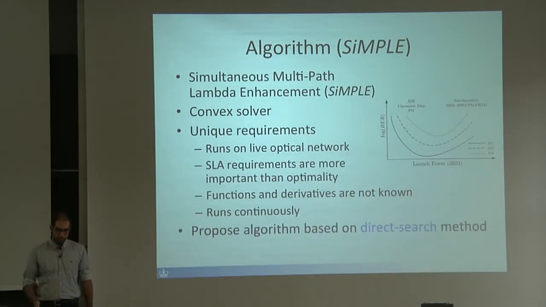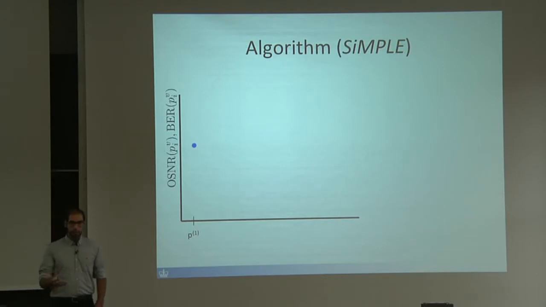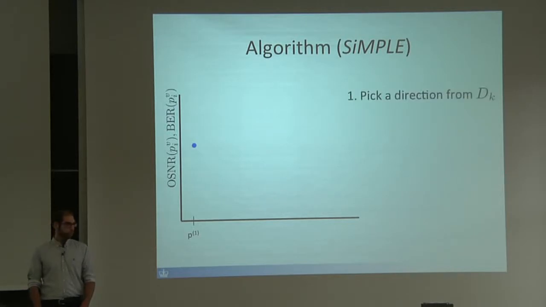So this algorithm is basically based on a direct search method. I'm going to quickly run through the way it operates. Let's say the current power levels in the system are denoted by P1, and then we return the values of the OPMs. The OPMs make a measurement, and this is the first blue dot. What the algorithm does first is that it picks a direction from a set dk, and then it tries to take a step in that direction blindly. And then it makes the change in the network, and takes a measurement again from the network. And this is the next point, P2.